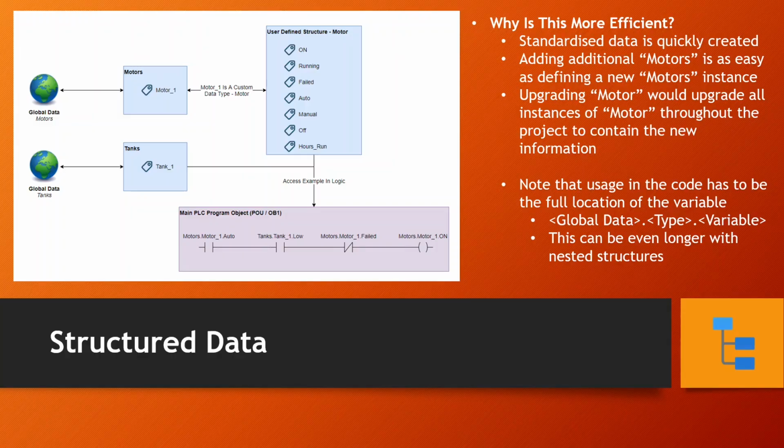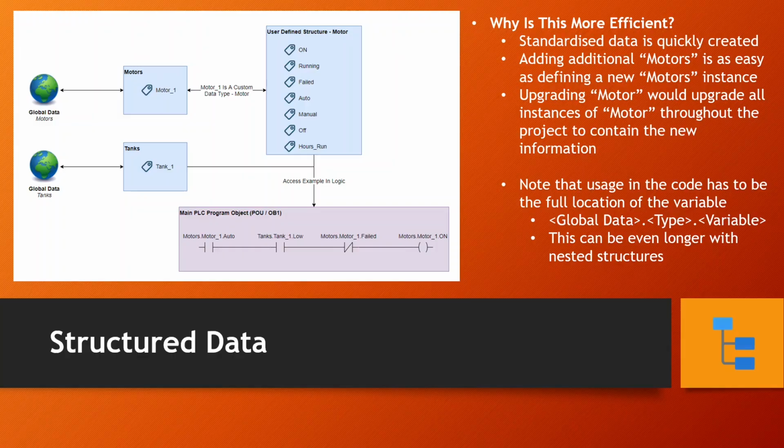Now, if we were to go on to expand this and have more than one motor, all we would need to do is add motor_2 into our motors global data and give it the data type of motor. So the reason why this is more efficient is because you're standardizing your data. Once you're happy that a structure has everything that you need it to have inside, you can create multiple instances of that under different names and know that it has everything that you need in there to work with any logic sets that you have or function blocks that you've already created.